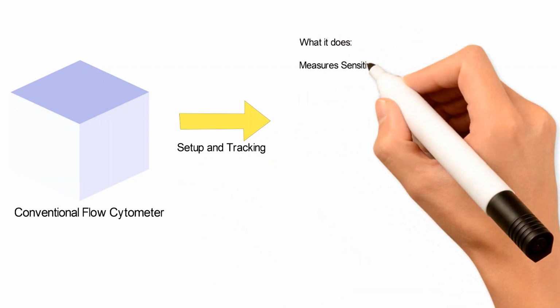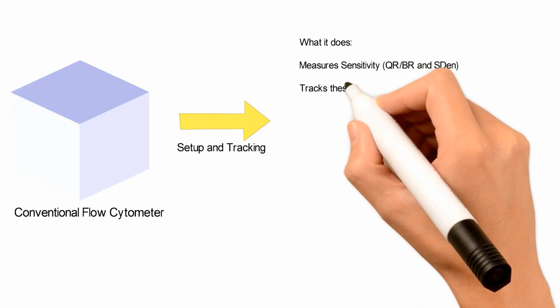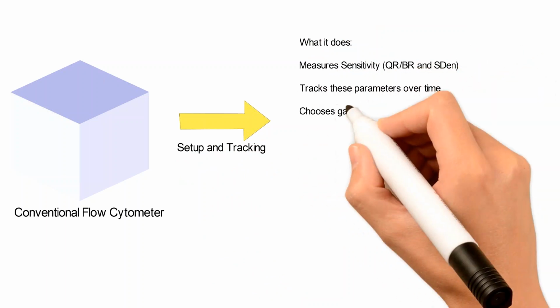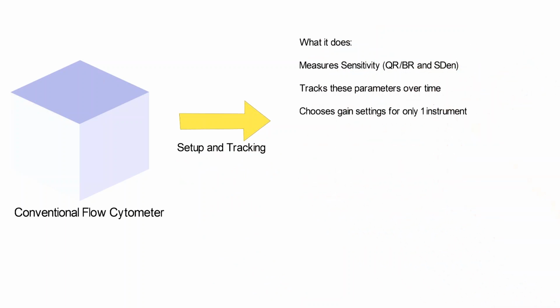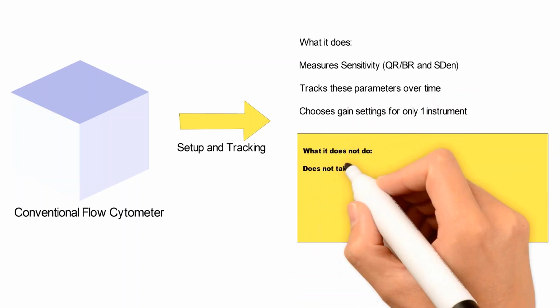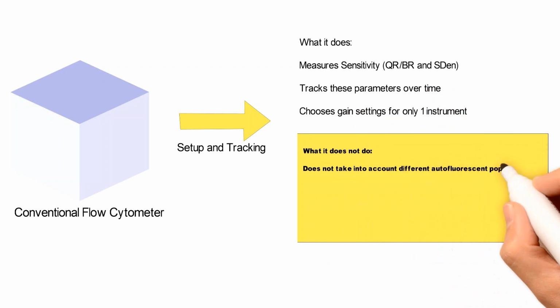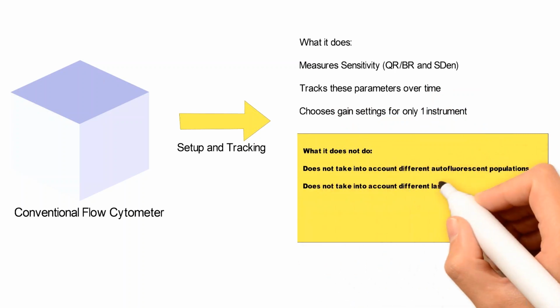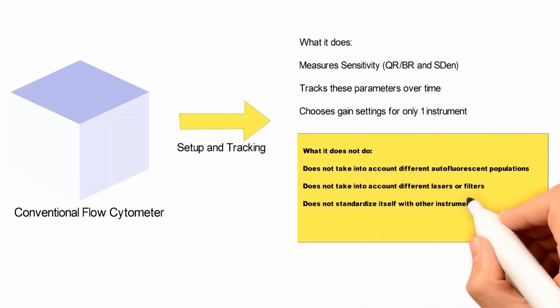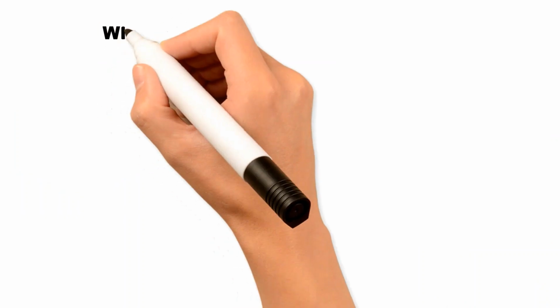Now, what it does do, it measures the sensitivity, it tracks these parameters over time, and it chooses the gain setting for only one instrument. And that's key, that it's only one instrument. What it doesn't do, it doesn't take into account different autofluorescent populations, doesn't take into account the different lasers and filters of these systems.